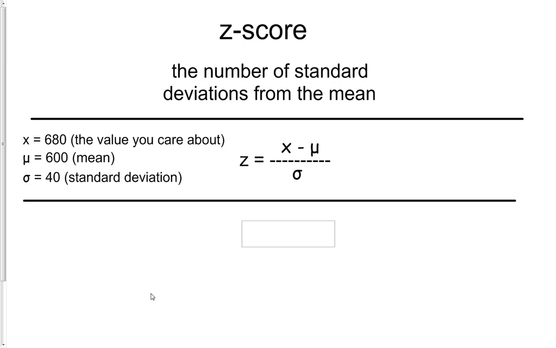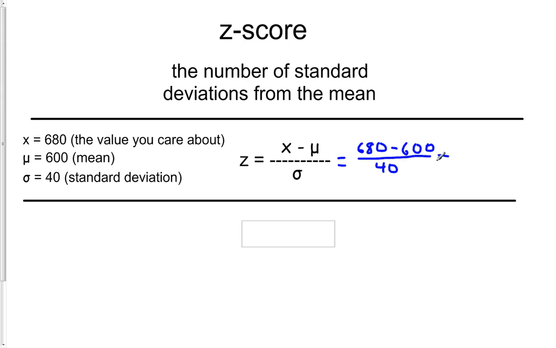So if we look back to the example that we just did, let's go ahead and try to calculate it using the formula. Z is going to be equal to x minus mu over sigma. X is that value that we care about, the value we are given. So that will be 680, and we'll write that in here. We're going to subtract out the mean of 600. And then we're going to divide through by the standard deviation, in this case 40.